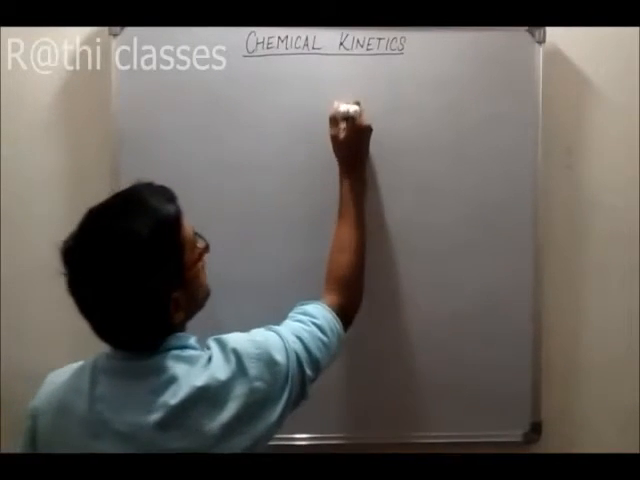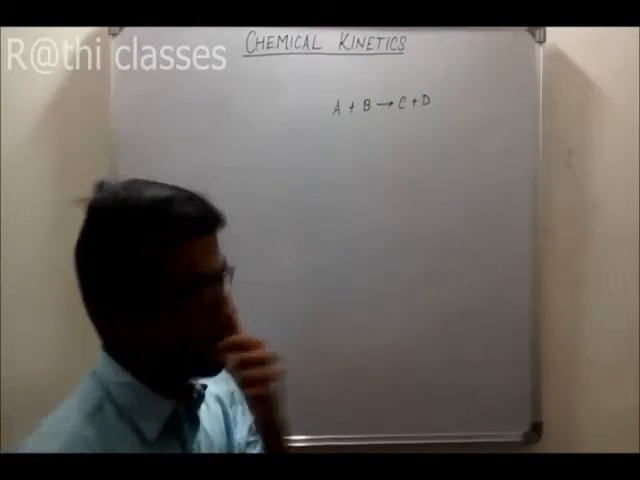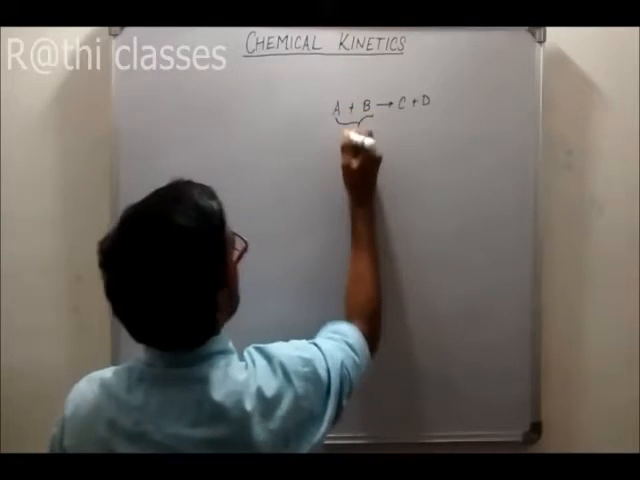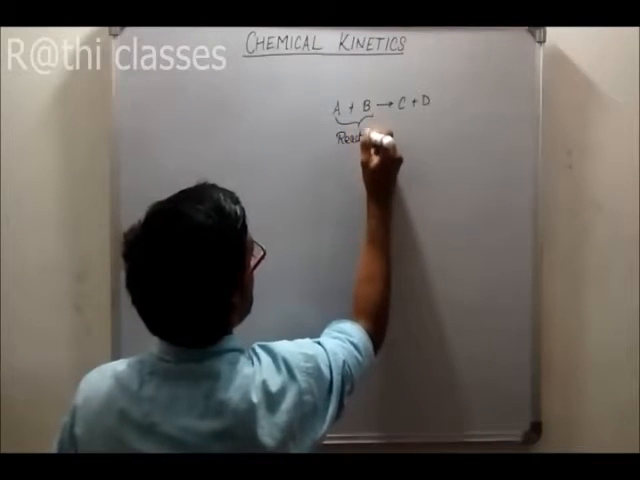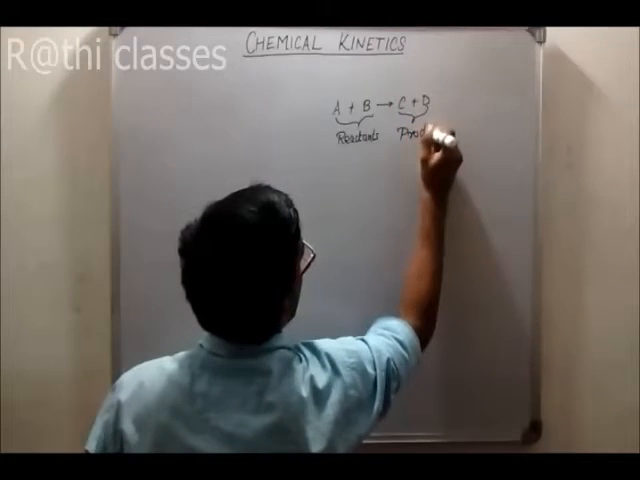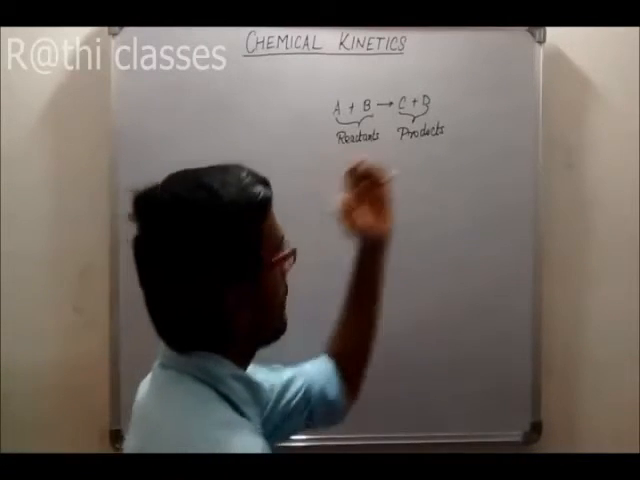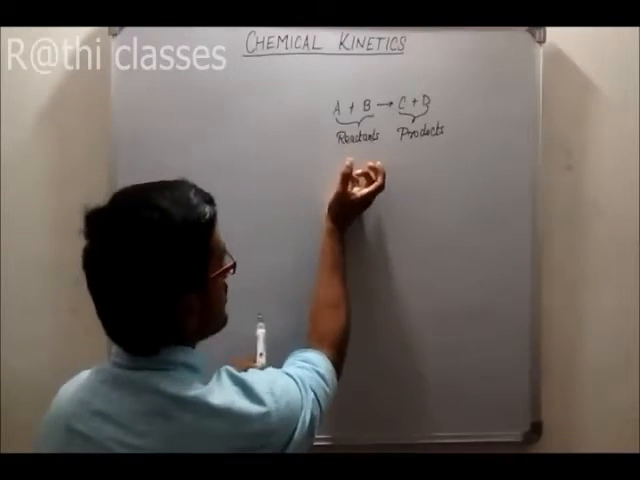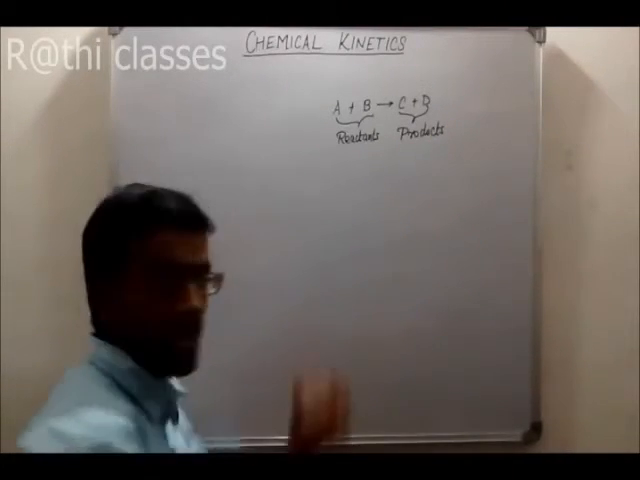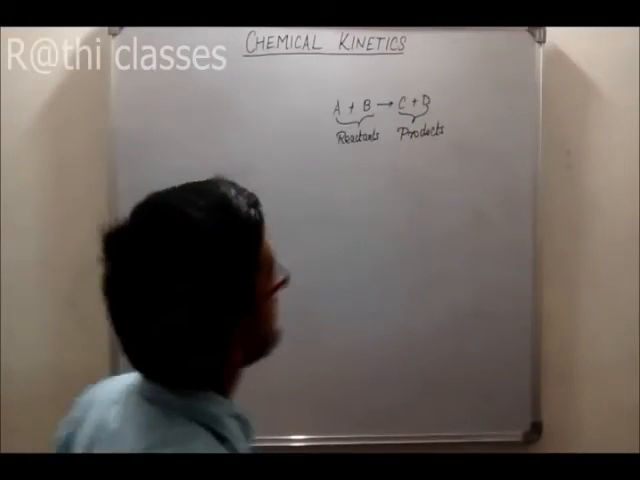Suppose this is a reaction, say A plus B gives C plus D. In this reaction, A and B are called the reactants and C and D constitute the products. As time passes, the concentration of reactants decreases and the concentration of products increases. So in a chemical reaction, the concentration of reactants decreases and the concentration of products increases.